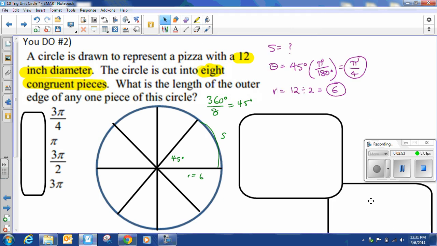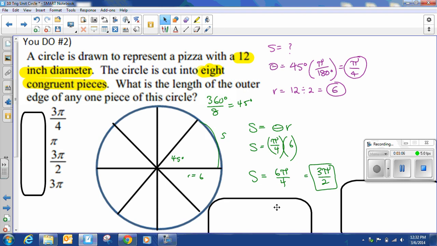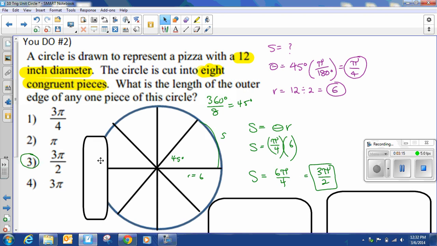So here's the given information. S is what we're looking for. Theta is 45 degrees, which we have converted to radians, pi over 4 radians. And the radius is 12 divided by 2, which is 6. Plug all this into our formula, and we end up with 6 pi over 4, which reduces to 3 pi over 2. The answer is 3.